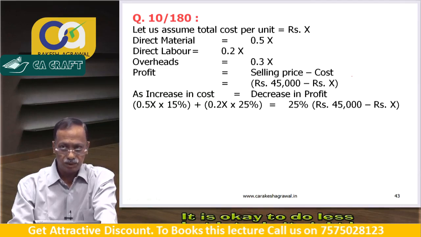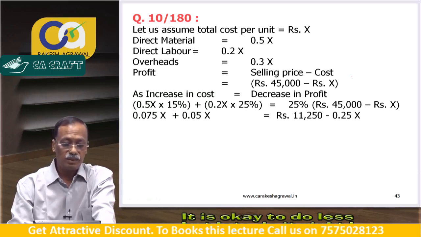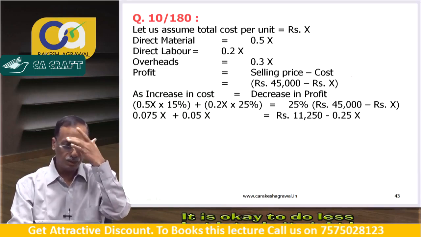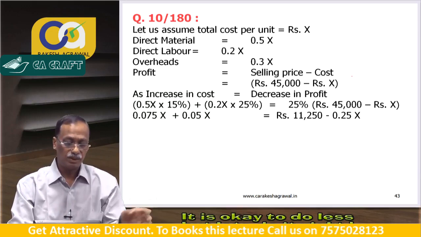Make the equation and solve it. I hope you are doing it. So you will definitely get the answer from my side also. I want you to try. Okay, it will be 0.075x plus 0.05x is equal to, if you solve the right hand side bracket, it will become 11,250 minus 0.25x. Simplify it further, get the value of x.